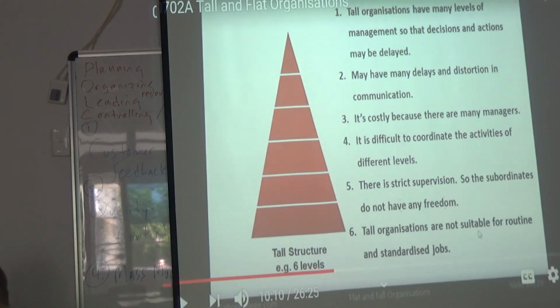And tall organizations are not suitable for routine and standardized jobs. What? I don't think I agree with that. Tall organizational structures are mostly suitable for standardized jobs. They're not suitable for customized jobs. So if you're trying to make something to suit every customer, then you really want creative input from your staff and not a tall structure.